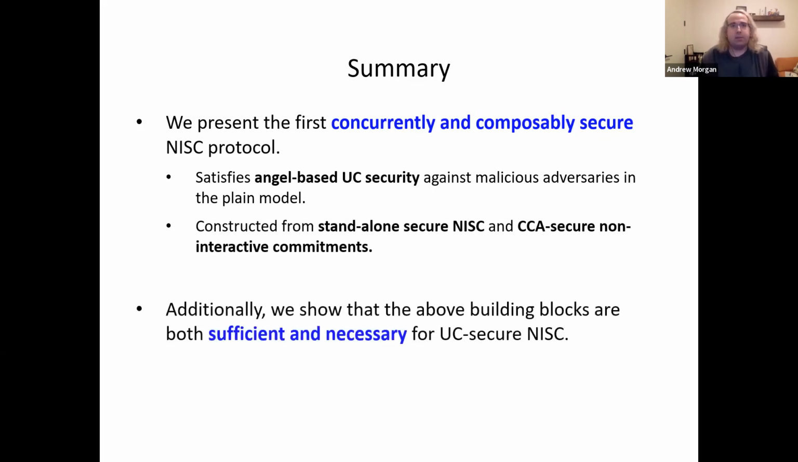Furthermore, as an additional result, we show that these assumptions are not only sufficient, but also necessary to construct UC secure NISC. While the details of the second theorem were omitted from this talk due to time constraints, we do formally present and prove that theorem and its respective construction in the paper, along with the details and formal proof of our main results. And with that, I'll conclude. Thanks for attending, and I will take questions with what time we have left.